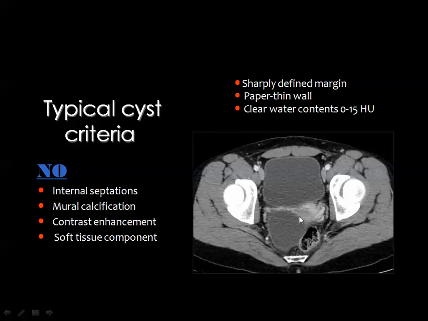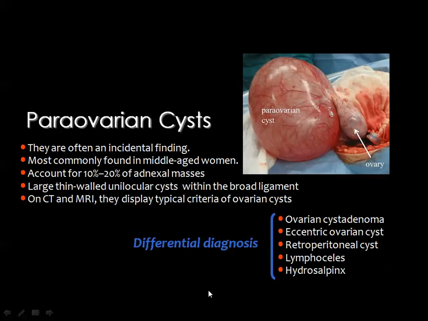And this is an example of a simple ovarian cyst showing clear water density, paper thin wall, sharp, well-defined margin, and clear water content. Then whenever you are able to see the ovaries, and there is a simple cyst which is separate from the ovaries, you can call this an ovarian cyst. And this is a well-known lesion in the clinical practice, and it should not be mistaken for any other pathology.